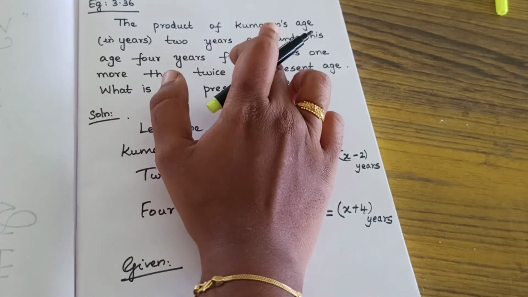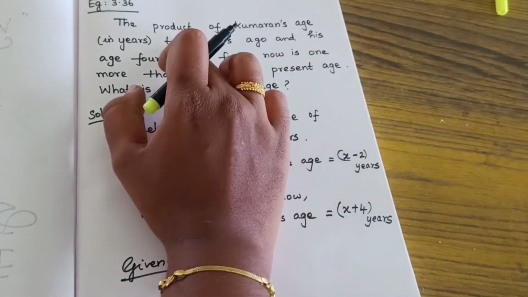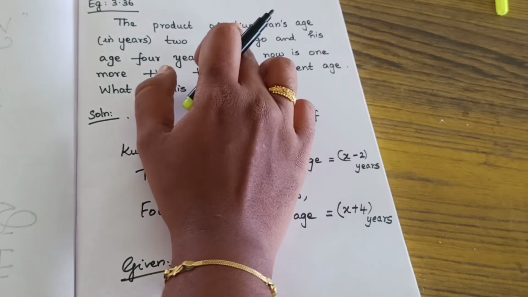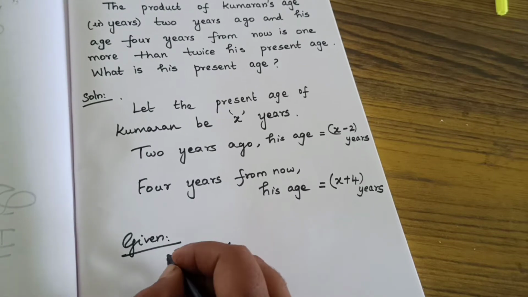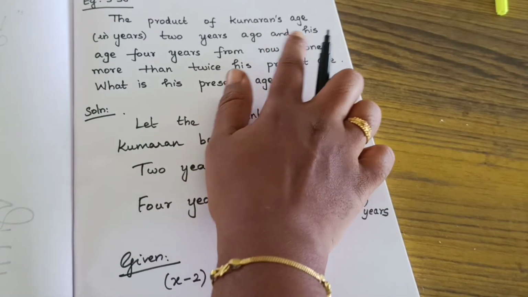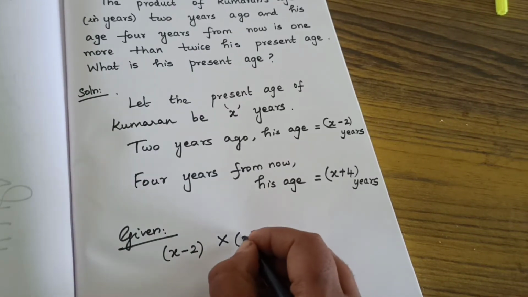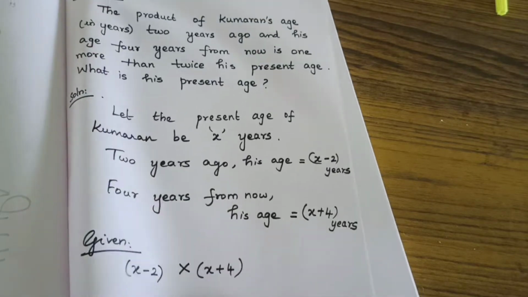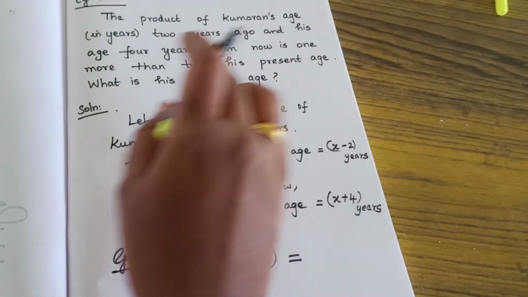The product of Kumaran's age 2 years ago and. So before the and 1 term and after the and 1 term. So Kumaran's age 2 years ago, that is x minus 2. We are going to multiply that x minus 2 into, then and his age 4 years from now. This age, so x plus 4. Is, what is the meaning of is? Equal to.